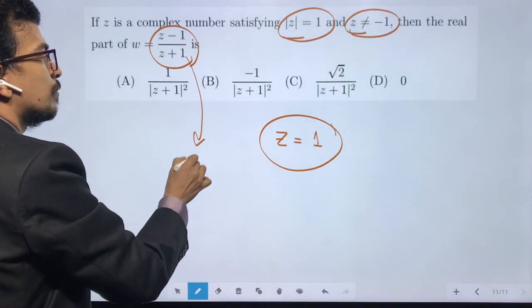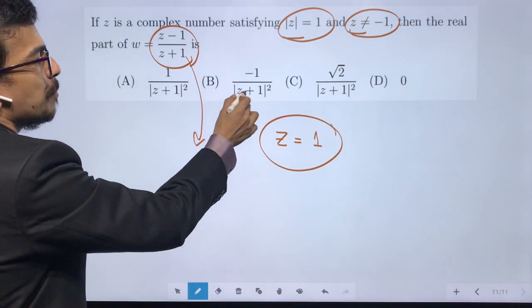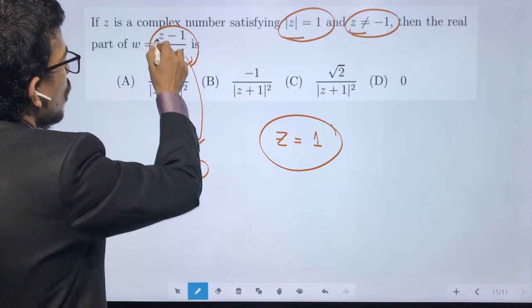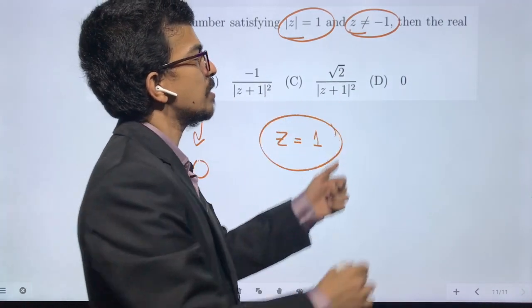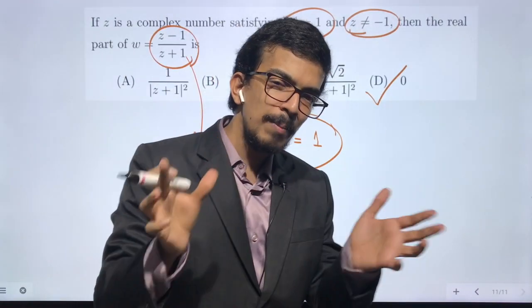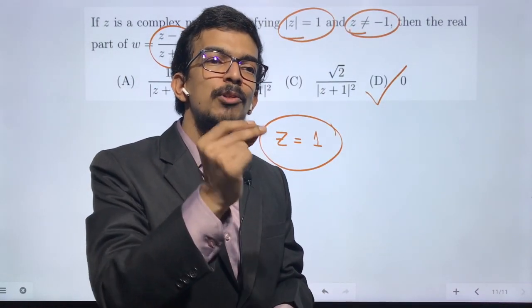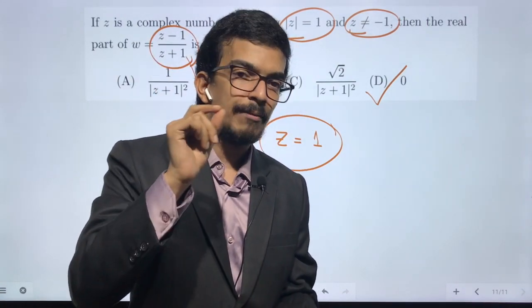This becomes 0. This expression becomes 0. And see, none of the other options match. So when the complex number is 0, real part is 0, imaginary part is 0, none of the expressions match except this one. So we have seen so many methods, but ultimately it's a matter of 2 seconds if you can observe the question and observe the options very well.